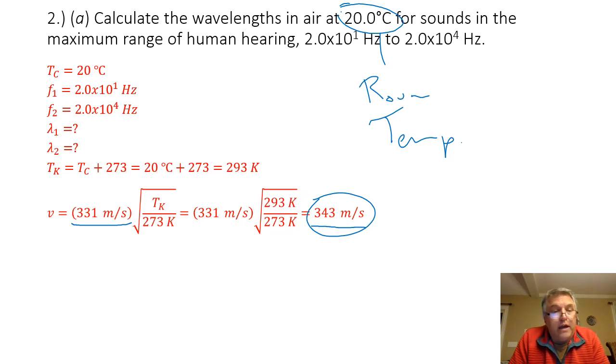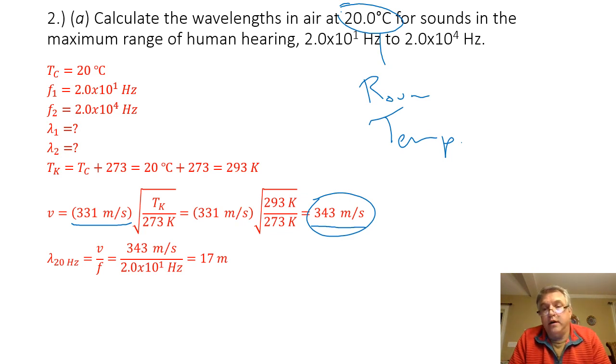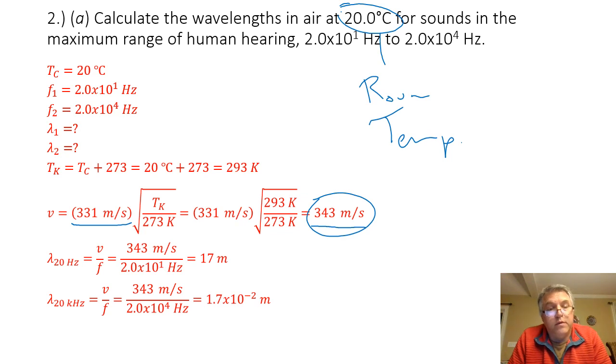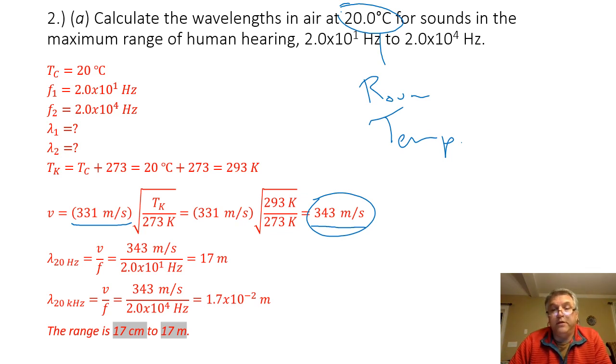So now I have the wave speed. I can now plug that into my wave speed formula and solve for the wavelength. So my wavelength at 20 hertz, which is the lower end of my hearing range, is going to be 343 meters per second divided by 2.0 times 10 to the first hertz, and that is going to give me a wavelength of 17 meters. The wavelength at 20 kilohertz or 20,000 hertz is going to be 343 meters per second divided by 2.0 times 10 to the fourth hertz, and that is going to give me a wavelength of 1.7 times 10 to the minus second meters, which would equal 17 centimeters. So the wavelength for the range of human hearing is going to be from 17 centimeters to 17 meters.